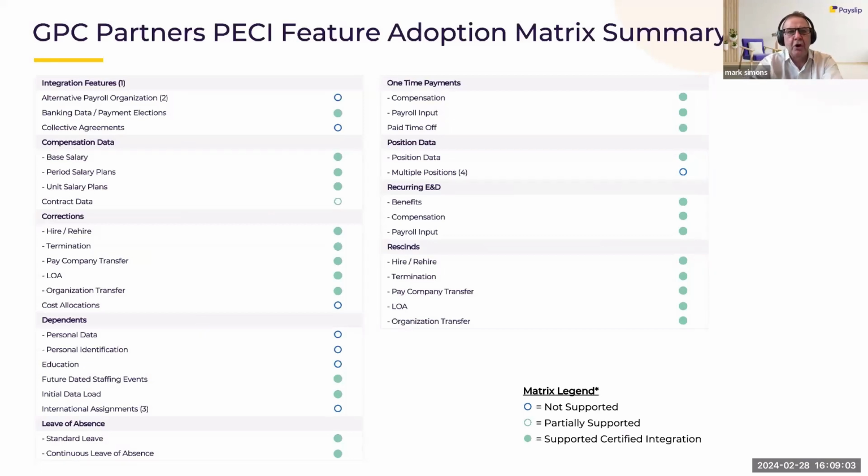In this slide, if you go to the Workday community and you search the term GPC, there's a page that lists the certified connectors and which of the Workday features are supported. I showed this slide for reference. As you can see, it's a bit of an eye test, and I won't bore you with the details, but you can see the various sections of the Peachy file: compensation data, corrections, dependent data, leave of absence, one-time payments, position data, recurring earnings and deductions, and rescinds. These are the features that are tested by Workday. There are over 60 tests that Workday carries out before they certify the connector.